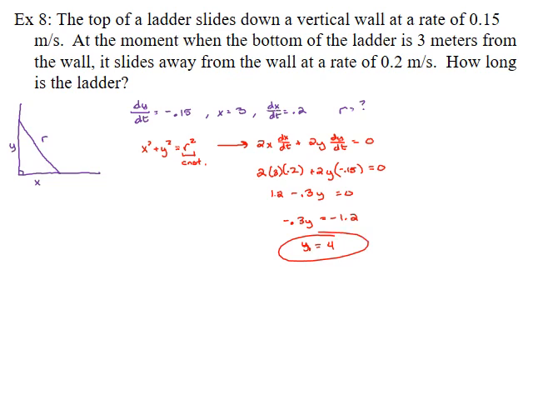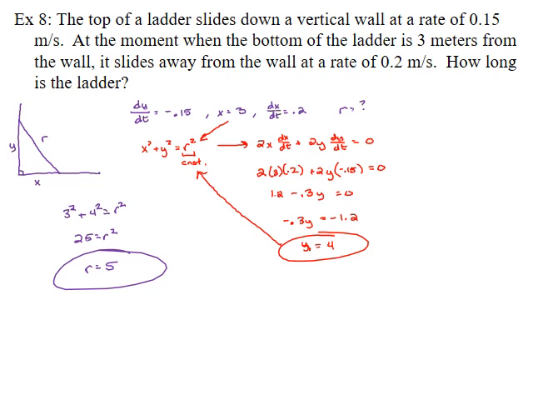And now that you know that y is 4, go back to your original Pythagorean theorem, and you can now plug your x and y into there without using calculus and figure out r. So 3 squared plus 4 squared is r squared. That's 9 plus 16 is 25 equals r squared. So we have just found that the length of this ladder is 5 meters long.